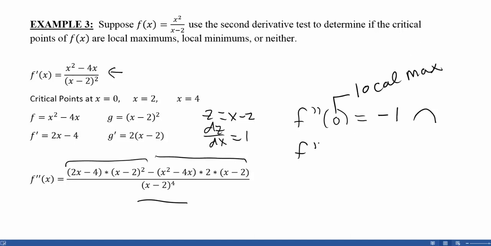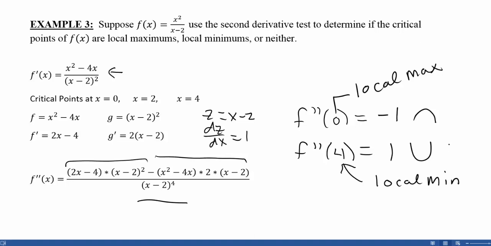If we try the same thing with 4, and you plug a 4 in carefully everywhere on the top and the bottom, you end up with 16 over 16, which is positive 1. If your second derivative is positive, that means the original function is concave up, and your critical point is a local minimum.